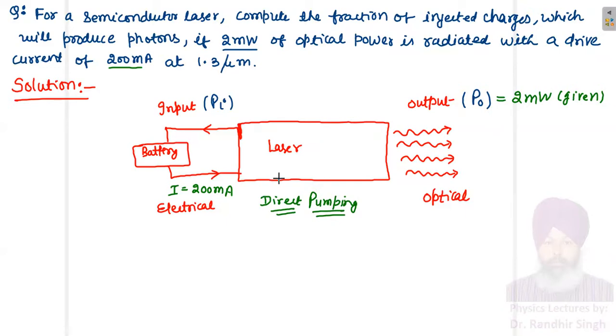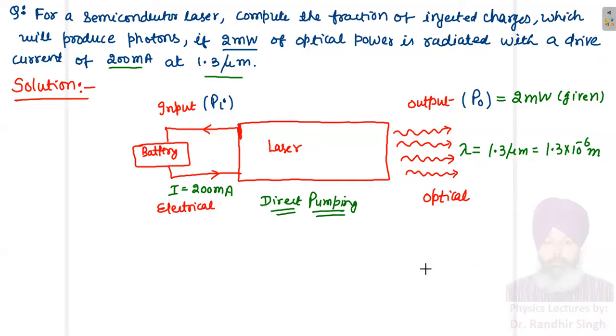In fact, this is the question: how many of the electrons entering the laser can take part in the laser action? And 1.3 micrometer is the wavelength of the laser light, which can be written as 1.3 into 10 raised to power minus 6 meter.